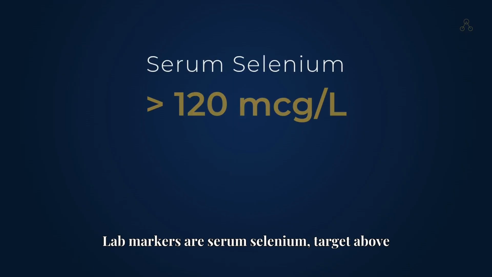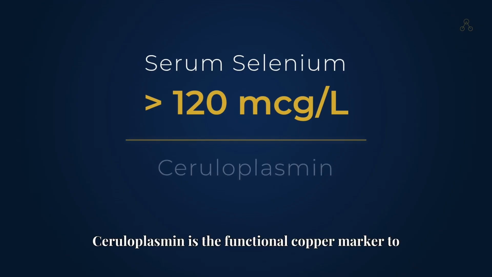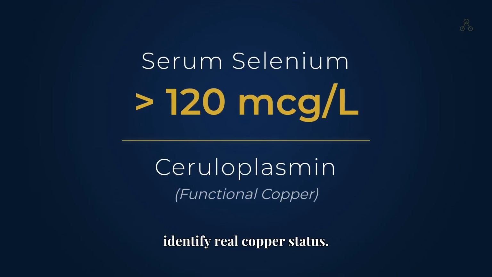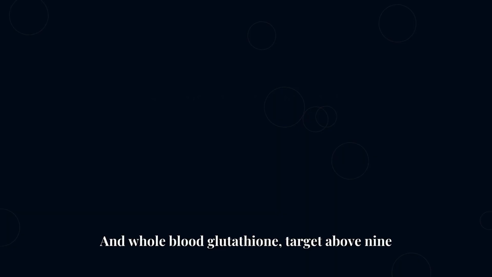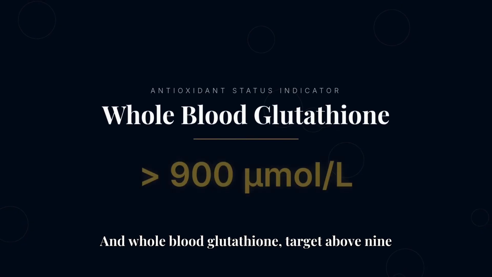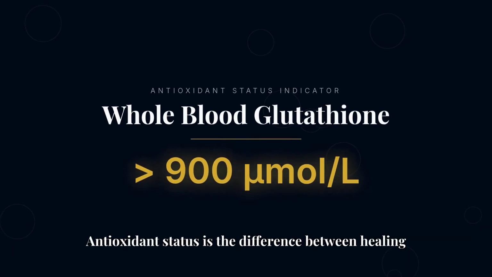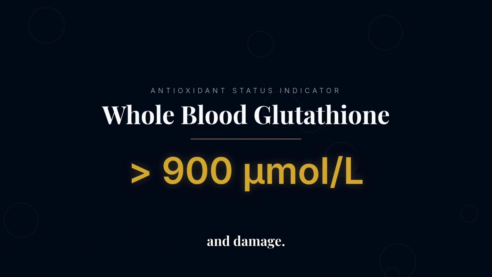Lab markers are serum selenium, target above 120. Ceruloplasmin is the functional copper marker to identify real copper status. And whole blood glutathione, target above 900 micromolar. Antioxidant status is the difference between healing and damage.